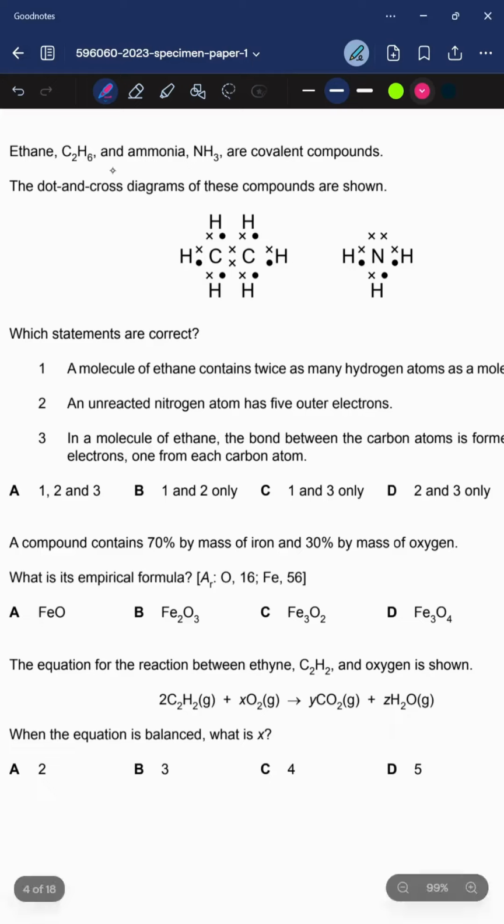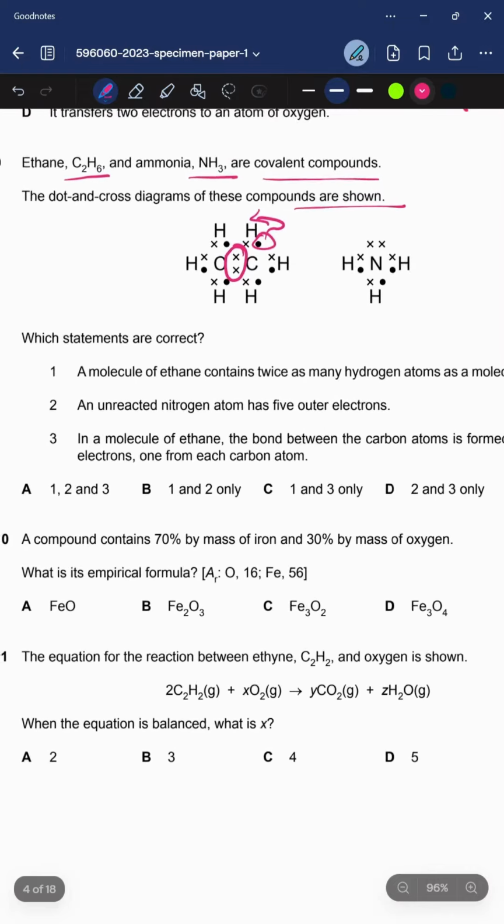Ethane C2H6 and ammonia NH3 are covalent compounds. The dot and cross diagrams of these compounds are shown. So these are the dot and cross diagrams. Dot is representing the shared pair of electrons, and cross is also representing a shared pair of electrons. These two are carbon electrons, and this dot is representing the hydrogen electron, and the cross is representing the carbon electron. So which statements are correct?